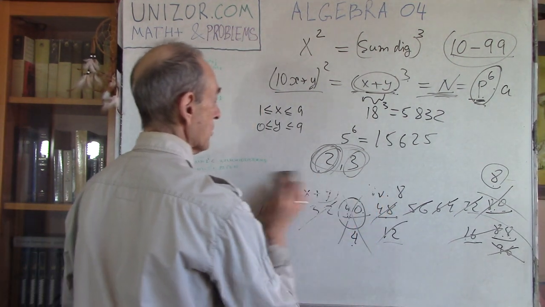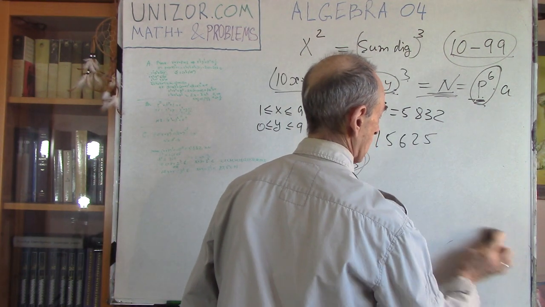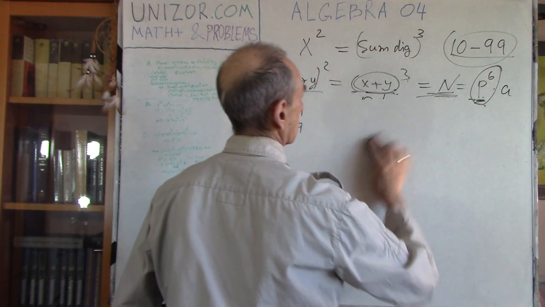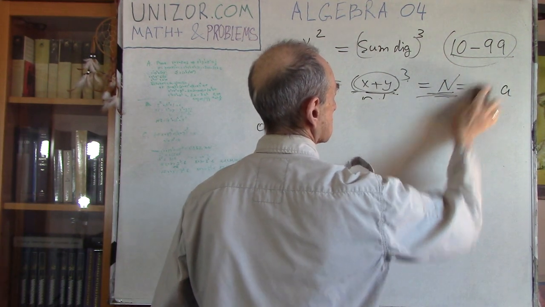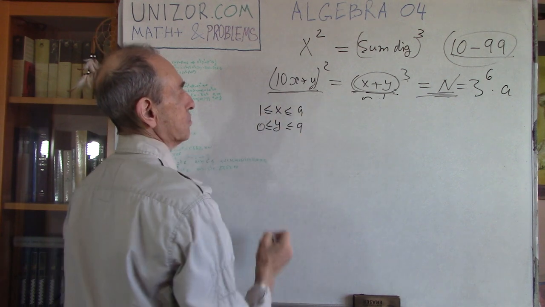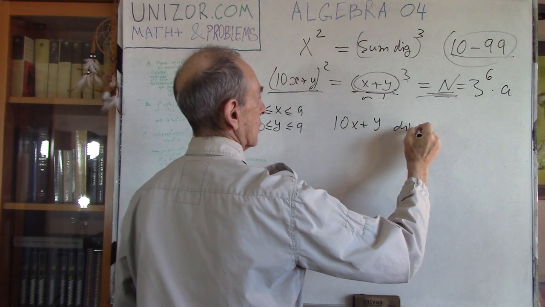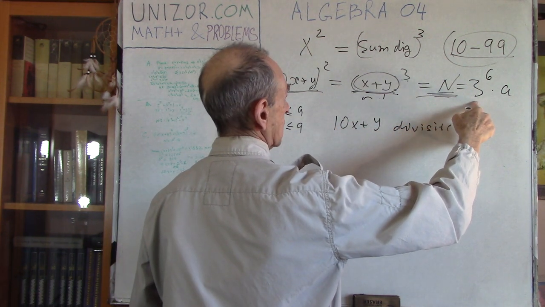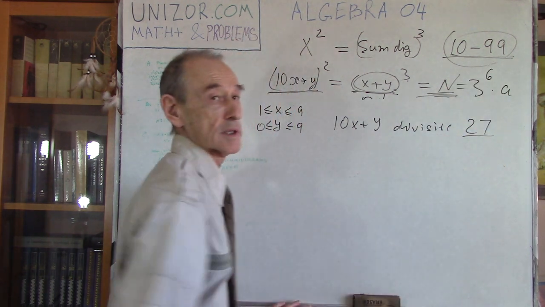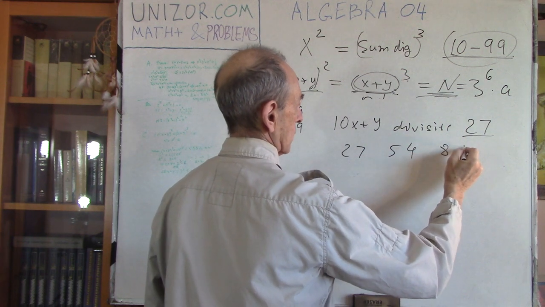So we have only one remaining candidate as a prime number in the representation, which is 3. Okay, so p is 3. So (10x plus y) squared should be divisible by 3 to the 6, which means our number is divisible by 3 to the 3rd, by 27. How many numbers in this interval are divisible by 27? Well, it's 27, 54, and 81, right?